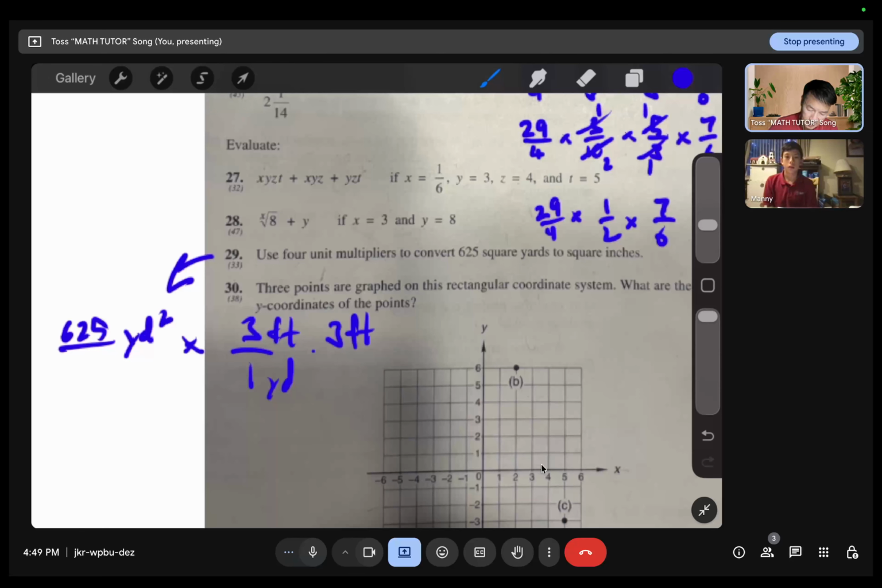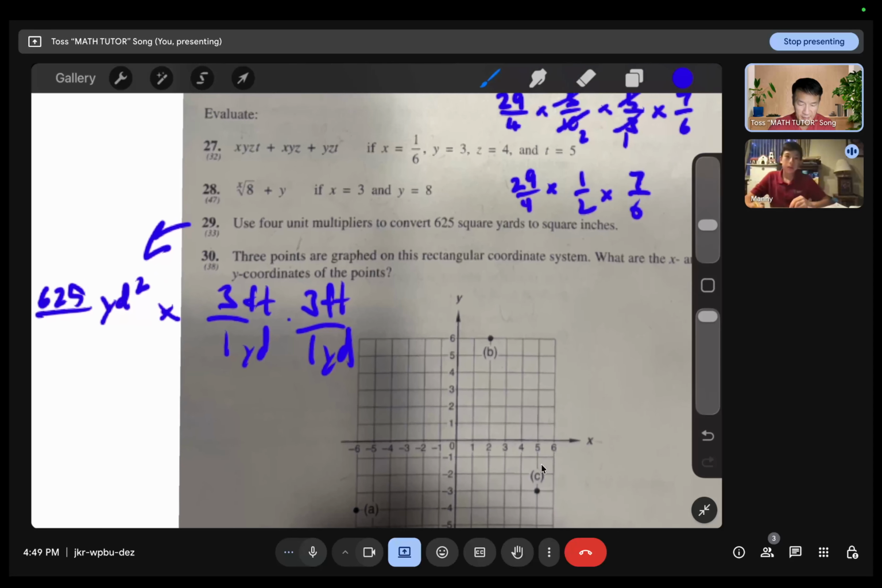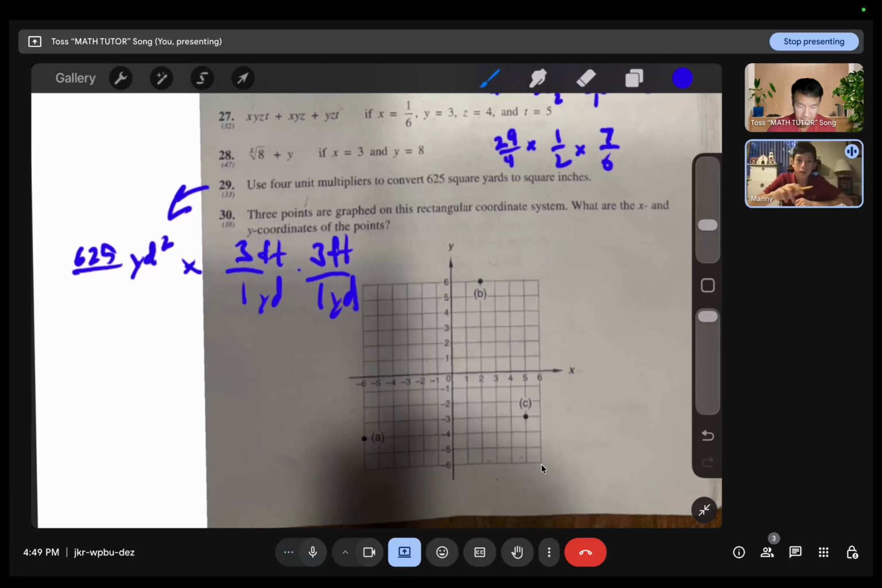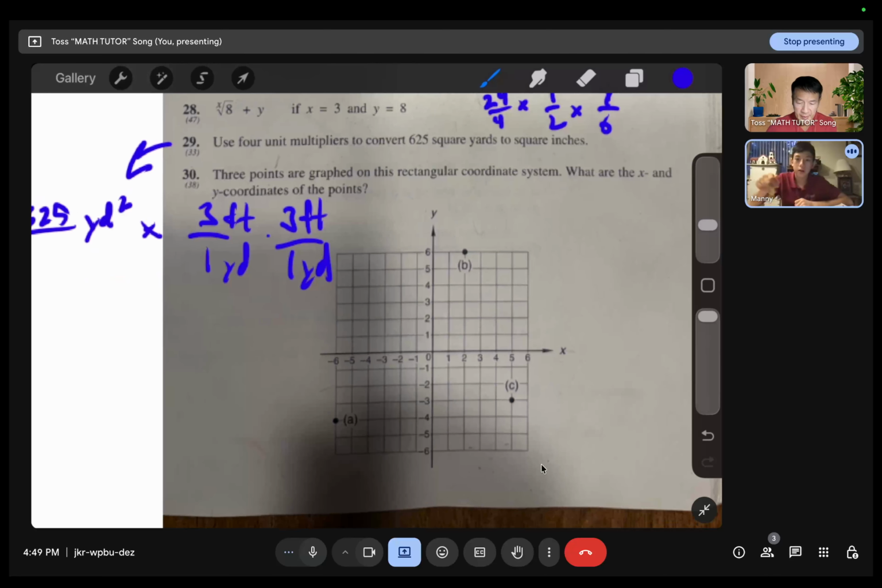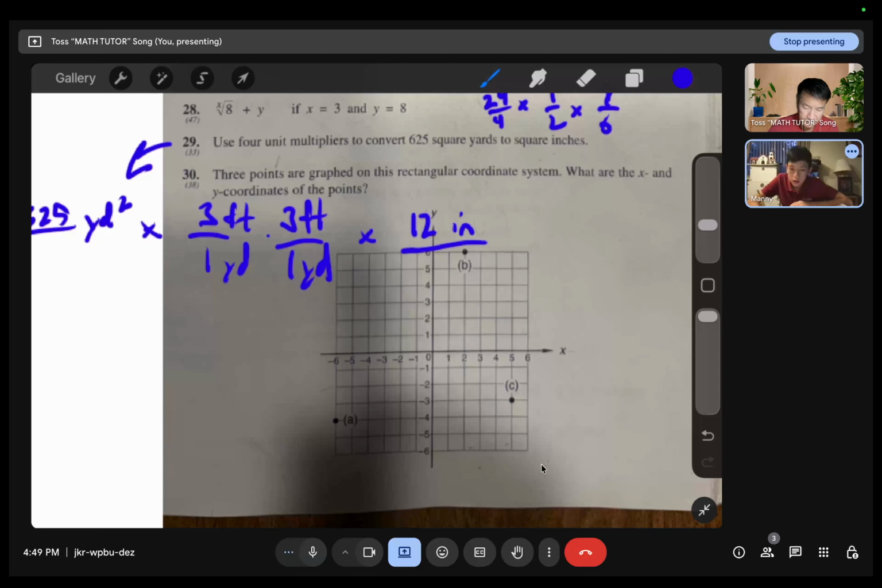Let me see. Do you know why you're doing this? Wait, let me double check. Okay. Because if it's squared, you have to cancel yards twice. So you do 3 feet over 1 yard twice. Okay, good. Wait, I'm sorry. Continue on. And then times 12 inches over 1 foot.